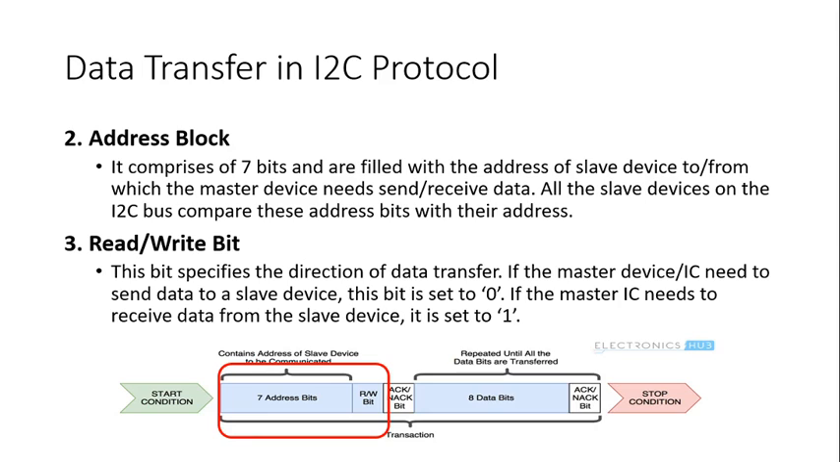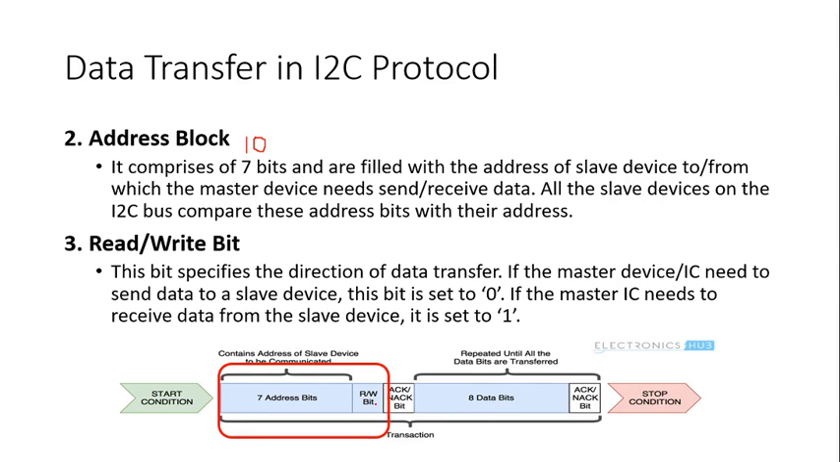The second is the address block. Address block has 7 bits, or in recent protocols it is 10 bits. So for 7 bits you have the option of 128 devices, and in the case of a 10-bit address you can connect 1008 devices. So there are different options present here, 7 bits or 10 bits. For 7 bits you have 128, for 10 bits you have 1008 devices connected in the system.